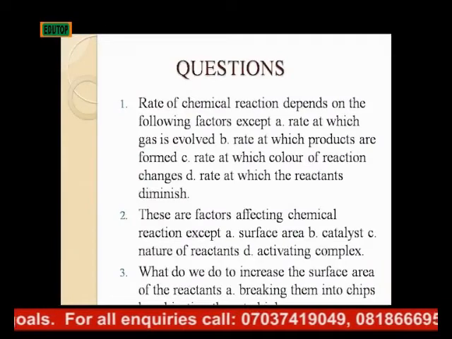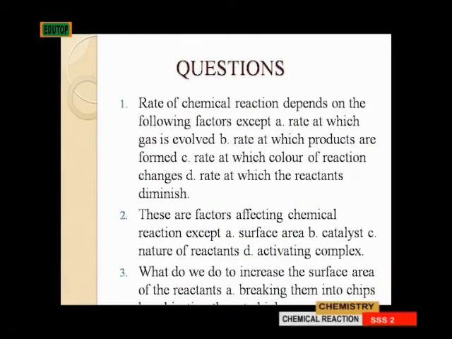So, questions. 1. The rate of chemical reaction depends on the following factors, except: A, rate at which gas is evolved; B, rate at which products are formed; C, rate at which color of reaction changes; D, rate at which the reactants diminish. 2. These are factors affecting chemical reaction, except: A, surface area; B, catalyst; C, nature of reactant; D, activating complex. 3. What do we do to increase the surface area of reactant?